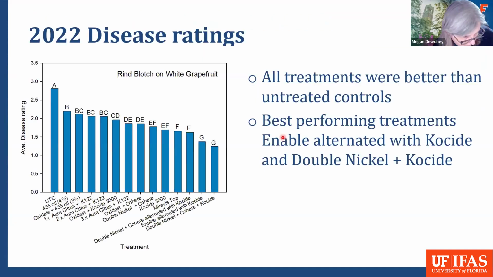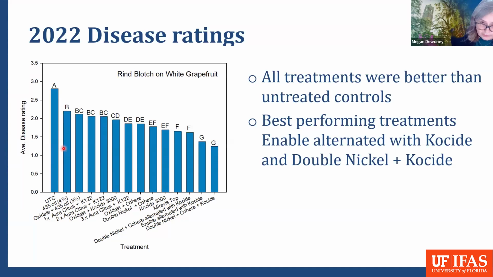So what did we find? Well, all the treatments, fortunately, were better than the untreated controls. This is our average disease rating. Here's our untreated control, so everything is statistically better than that. 435 oil does a really nice job of keeping your leaves clean. It does not do a great job of keeping rind blotch off grapefruit. So that was what I would expect to see with this.